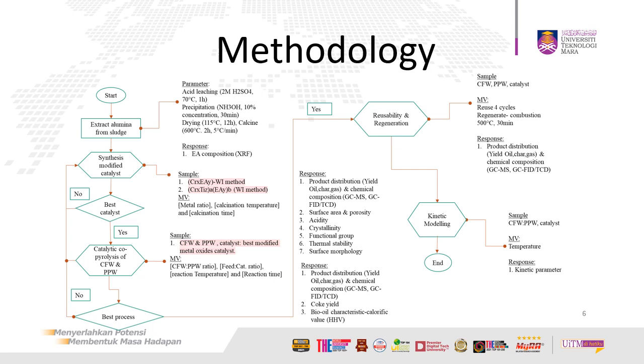In this slide, it shows the methodology upon completion of the study. The first objective is, at this stage, synthesis and modified catalyst by varying metal ratio, calcination temperature, and calcination time. The best catalyst from all these 3 combinations of synthesis effect will be used further in evaluating the effect of process parameter to achieve objective number 2.